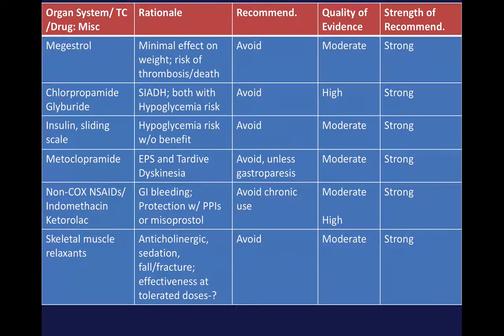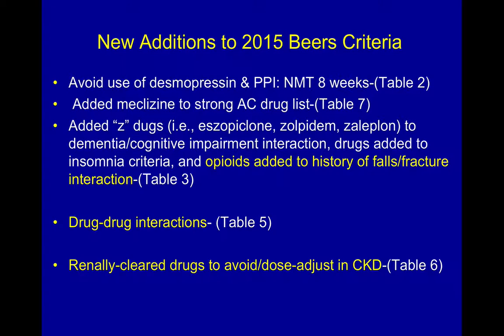Avoid NSAIDs that have high GI bleed risks, such as older ones like indomethacin and ketorolac. And if we do have to use NSAIDs, use newer ones like Celebrex or Mobic, meloxicam, ibuprofen. And if you have to use these chronically, to decrease the risk for GI bleed, put them on a proton pump inhibitor along with it, or misoprostol. Most elderly patients can't tolerate misoprostol because it can cause a lot of GI effects and diarrhea. We also talked about skeletal muscle relaxants earlier, and the main reason is sedation and falls.